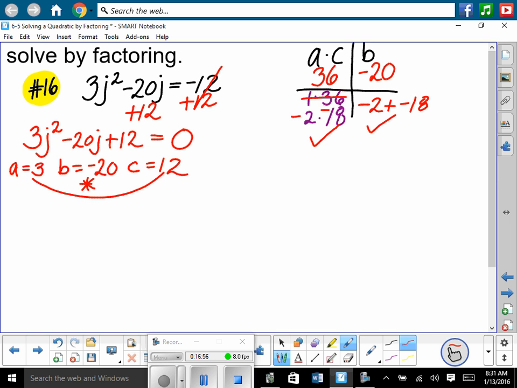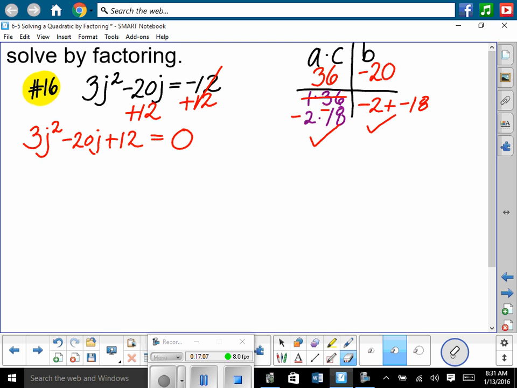And now we have to drop and break because we cannot quick factor this, because that A value is not 1. If you do quick factor it, you'll get it wrong, unfortunately. So let's drop and break. Here we go. So please ask questions if I need to slow down. So we drop down our end terms here exactly how they are. So we have 3j squared, we have positive 12.